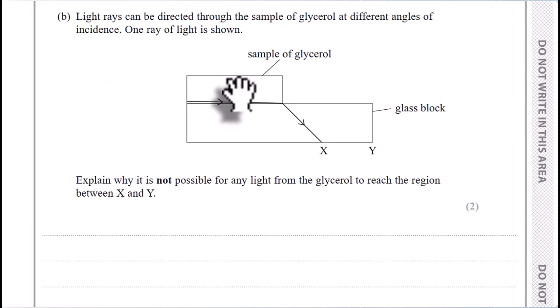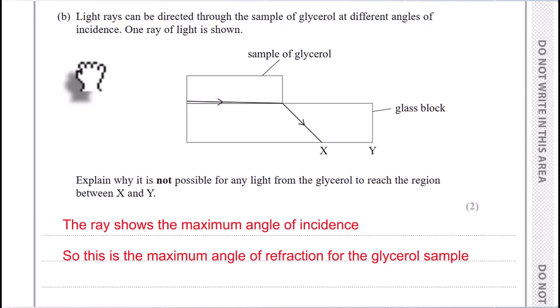So when you keep on increasing the angle of incidence, guess what? After this, you cannot increase the angle of incidence anymore, right? So this is the maximum angle of incidence, which corresponds to the maximum angle of refraction. And this is your answer. The ray shows maximum angle of incidence. So this is the maximum angle of refraction for glycerol sample. I know the question was presented in a very complicated manner, but this is a very straightforward answer.